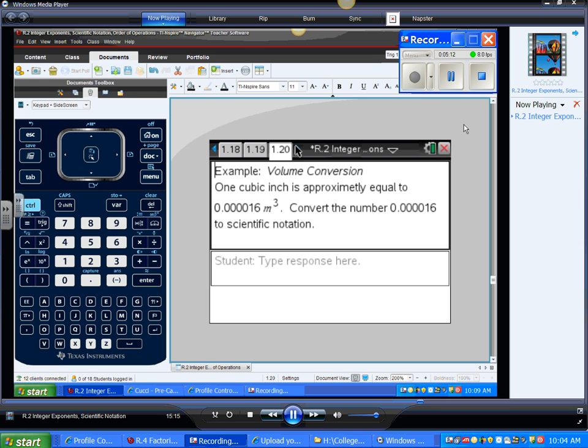The exponent will be negative. Okay, so let's start by finding that n. We want a number that's between 1 and 10. It can be 1. So let's take that decimal and move it over until we get that number. 1, 2, 3, 4, 5. We've moved it 5 places to get us an n value of 1.6.